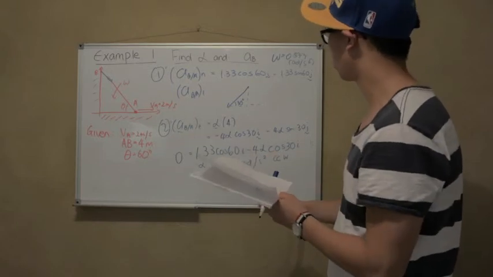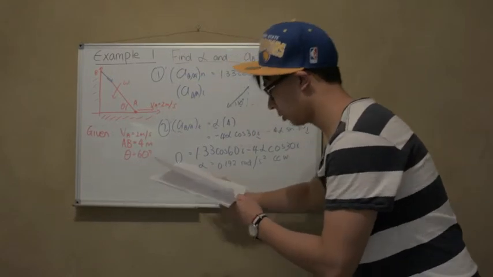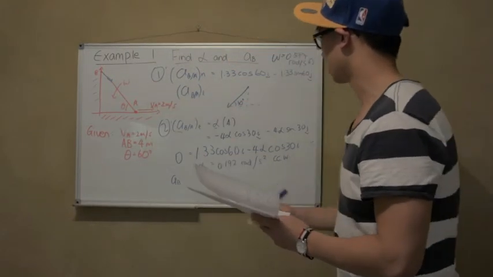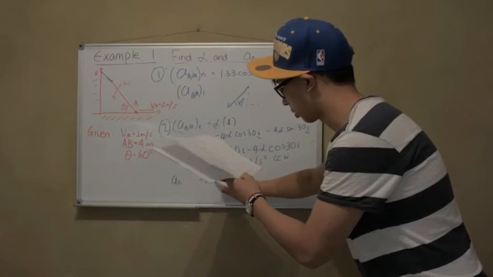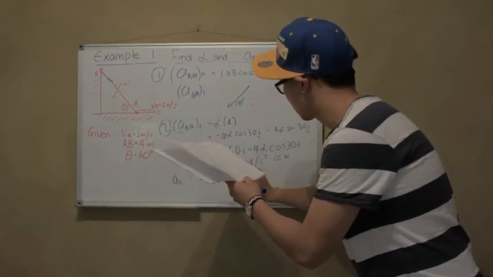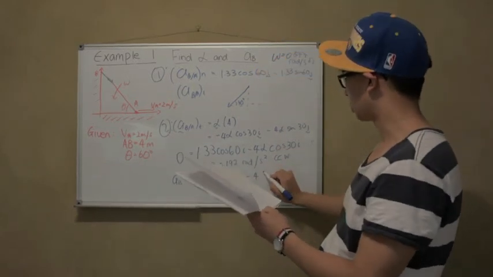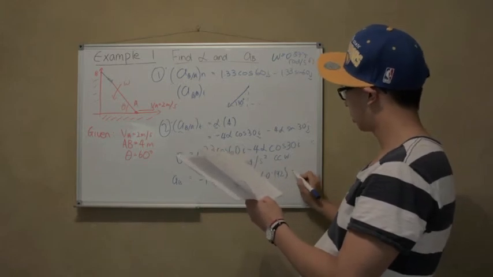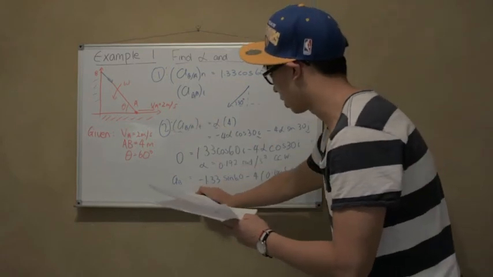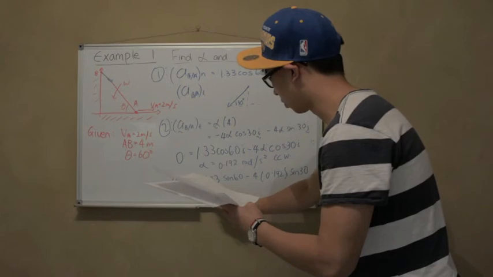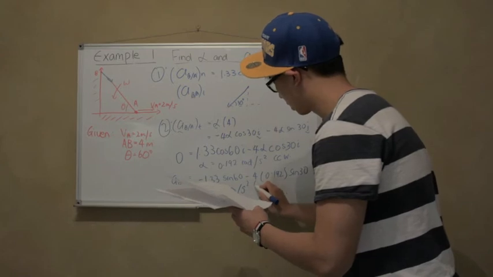From here we can solve for the acceleration at point B, which is equal to everything going in the j direction, which is going to be equal to negative 1.33 sine 60 minus 4 alpha, which is 0.192, sine 30, which gives us our final answer of 1.54 meters a second squared going down.